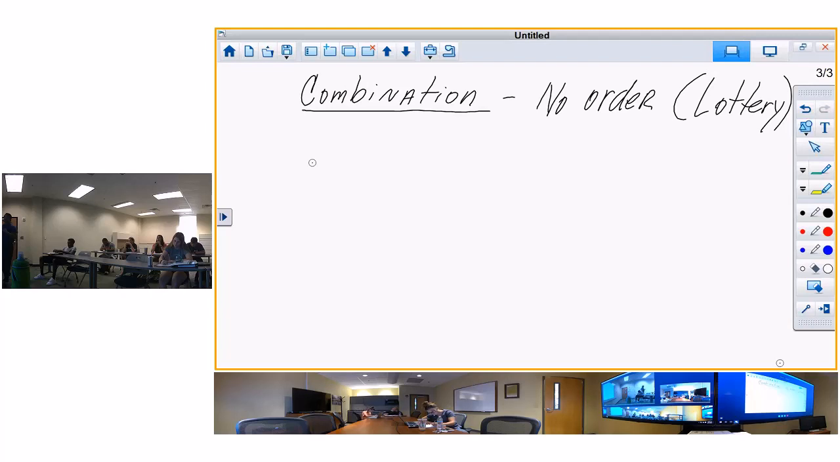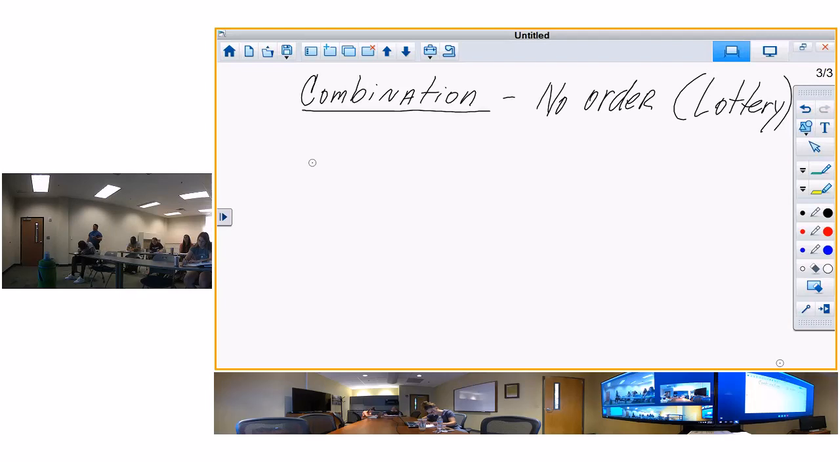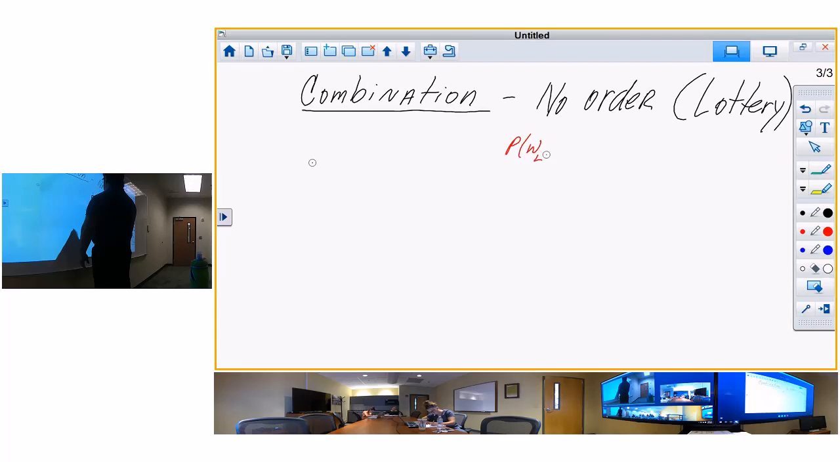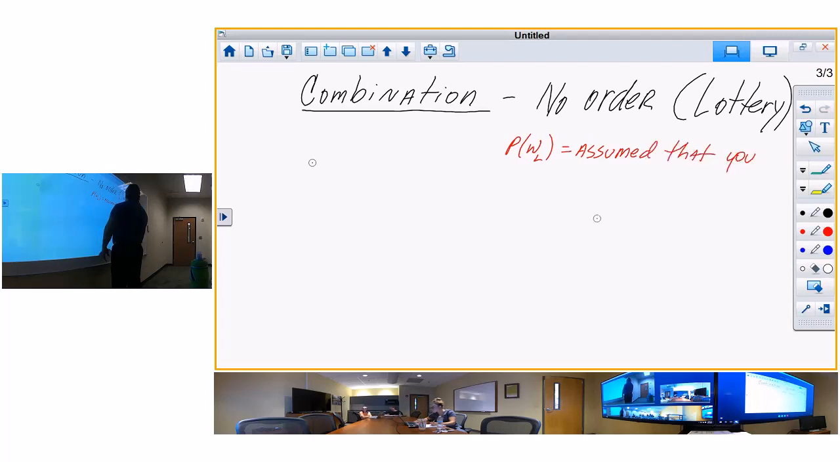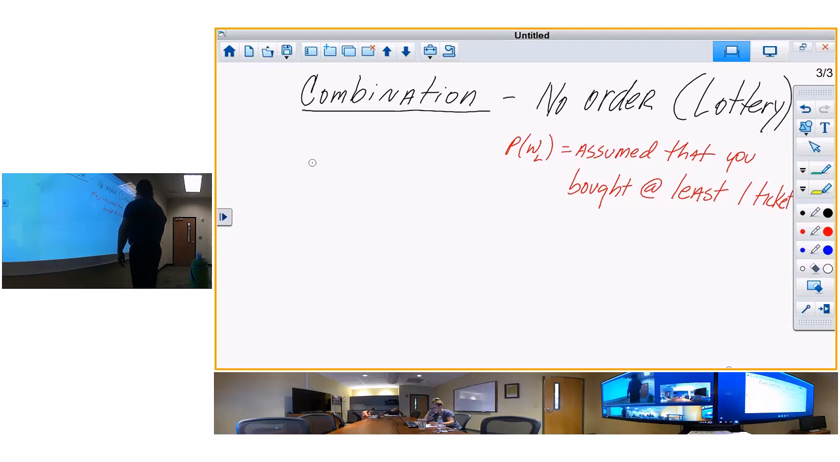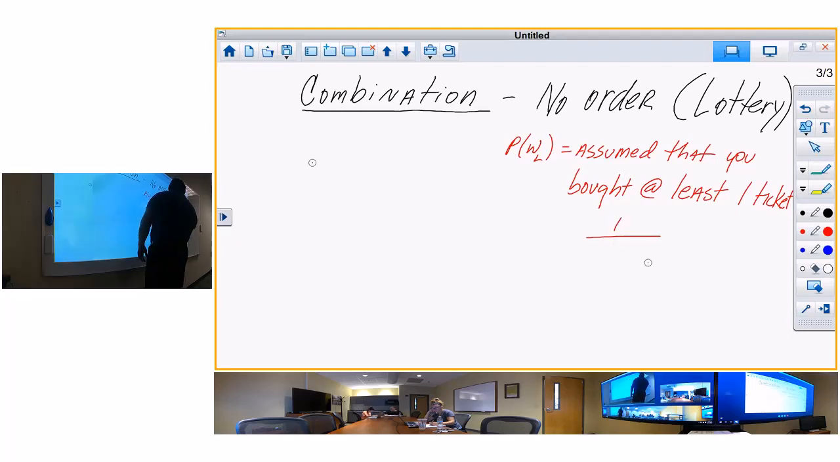All right? Now, there's 2 or 3 things about the lottery question you need to realize. And the number one thing is, if you're asked the odds or the probability of winning the lottery, it's assumed that you bought at least what? 1 ticket. And that's what they forget to tell you. All right? Now, unless it says 1 ticket and it says the probability of winning, then you're going to put the answer under 1, because it's assuming that you're buying 1 ticket.